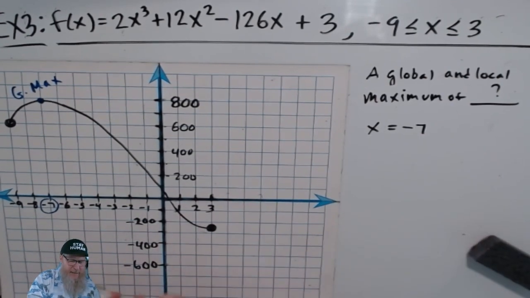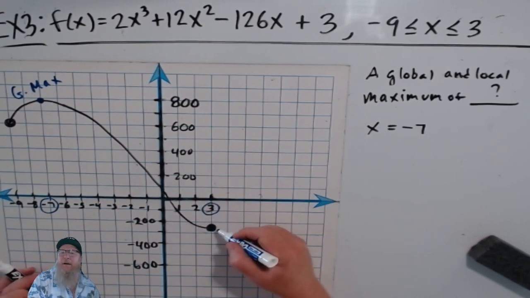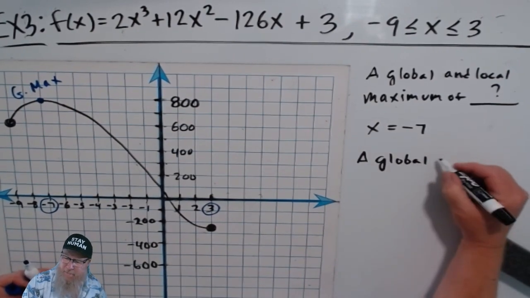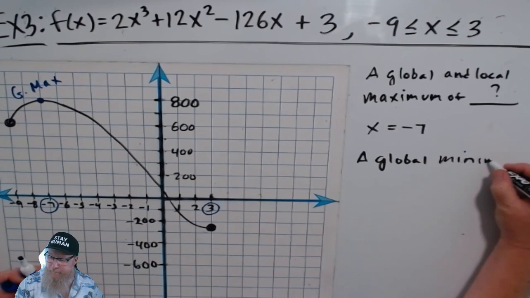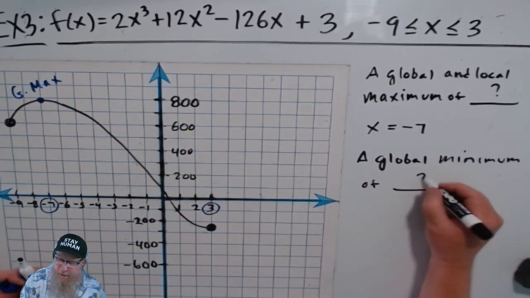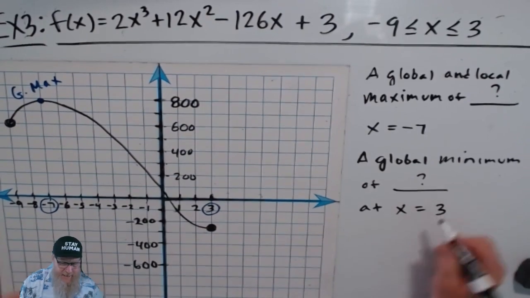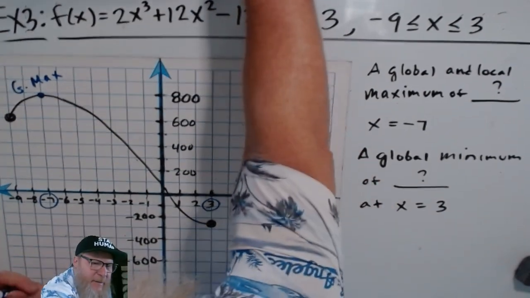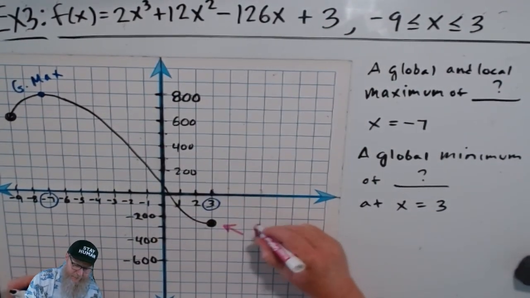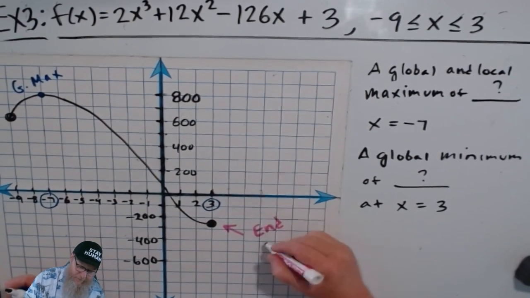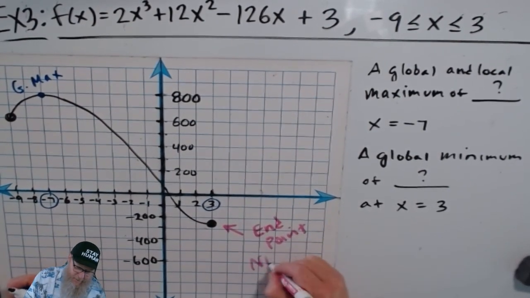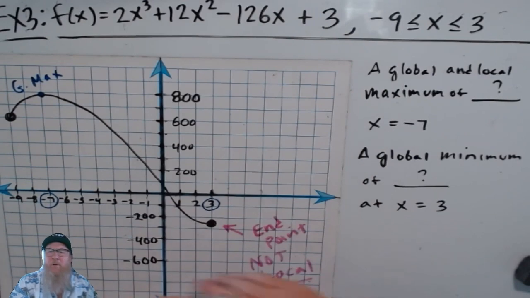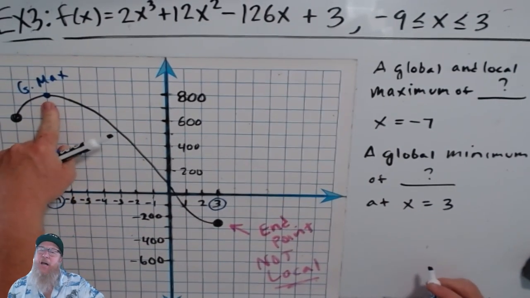And then here at x equals 3, we have a global minimum. Now, because it's an endpoint, it's not local. So we do not say it's local or relative. We say it's only global. So this one's a global max because it's not an endpoint.